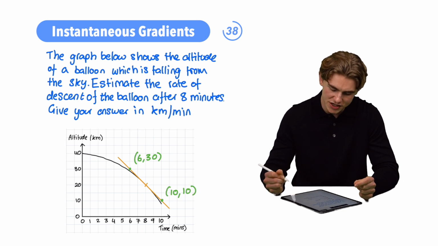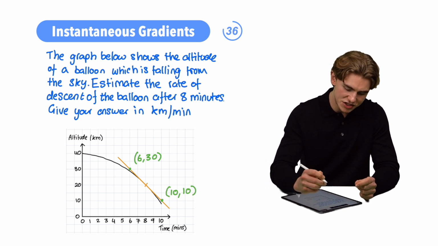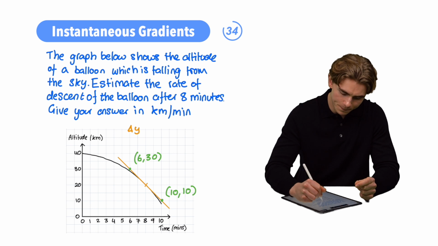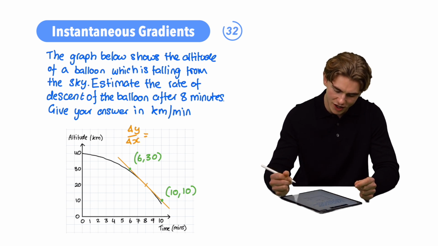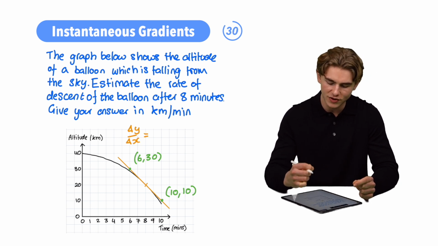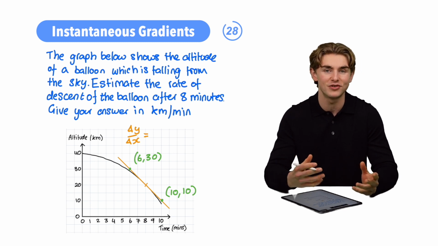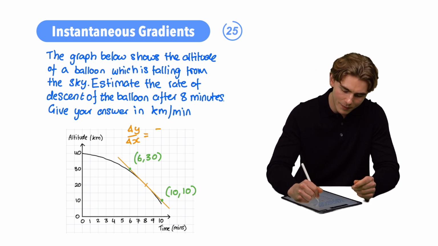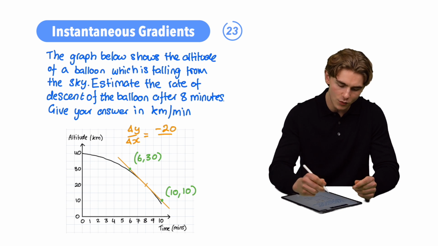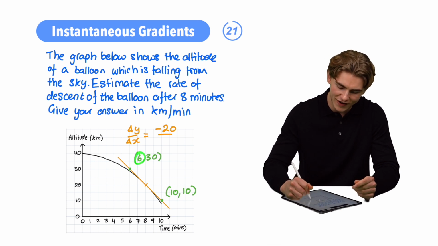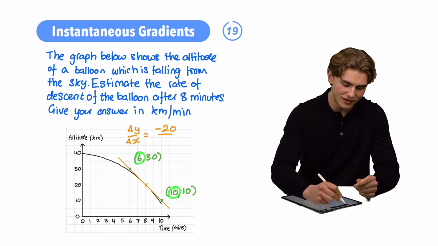Now, guys, we can do our change in y divided by our change in x. Switching to orange, we're going to have change in y divided by change in x. What's it going to be? In this case, we go from 30 units up to 10 units up. That's a decrease of 20. So our change in y is going to be minus 20. What's that change in x going to be? We go from an x value of 6 to an x value of 10. So the change is going to be positive 4.